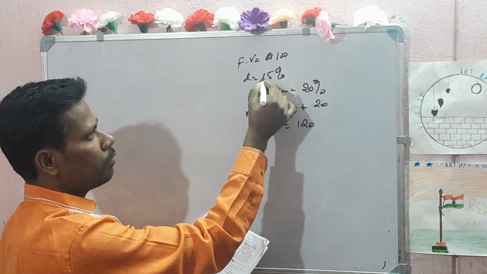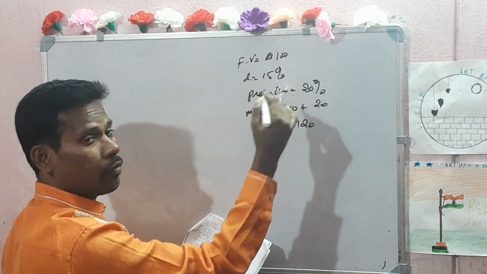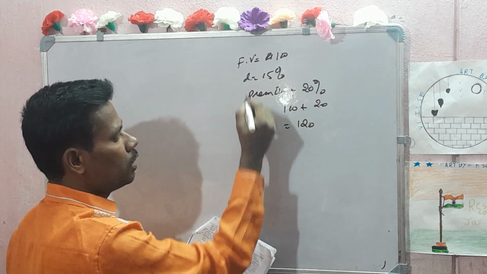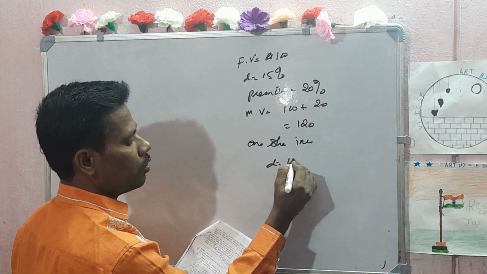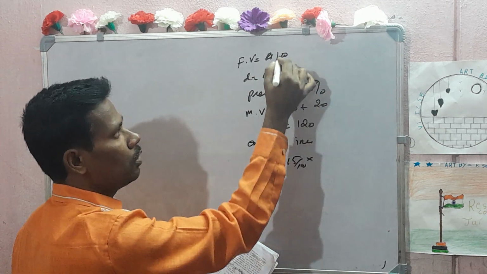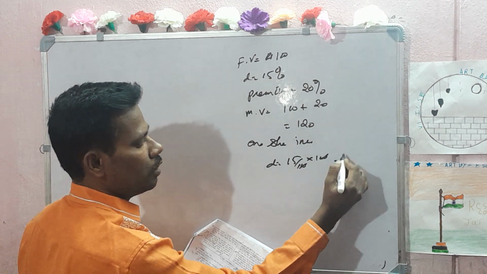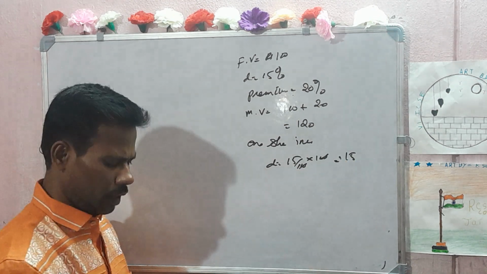Income from one share. What is the meaning of D is equal to 15%? Just go for the basics. One share income is asked. So dividend is equal to 15 by 100 into face value 100. Rupees 15 for one share. Right?